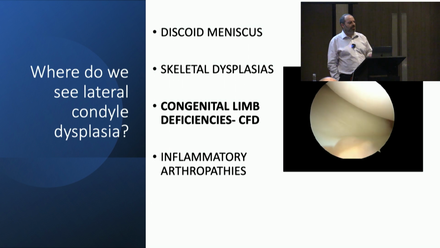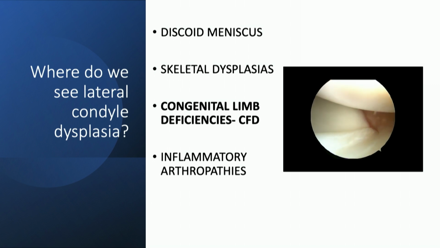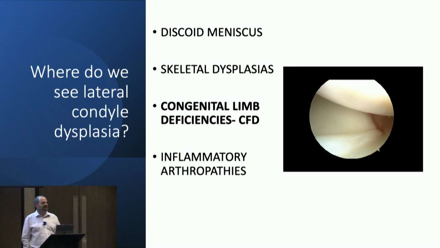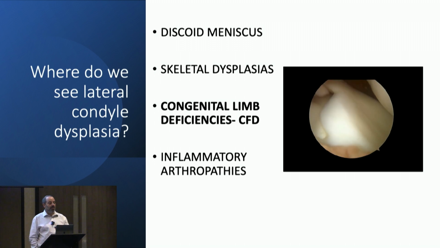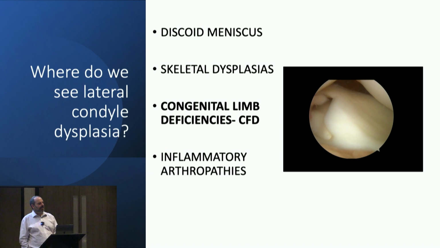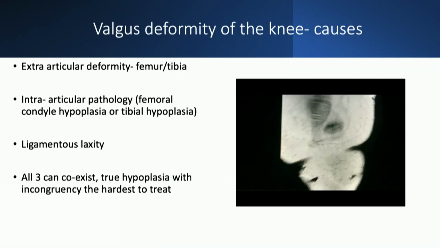So true lateral condyle dysplasia, meaning something has failed to form properly, we'll see that in discoid meniscus, which is what this video is showing you here. But invariably, it's not something that directly affects outcomes of treatment of discoid menisci, or it might do, we just don't know about it because of the follow-up. But where we see it in its bad form tends to be 2 main groups: skeletal dysplasias, things like pseudoachondroplasia, and congenital limb deficiencies, particularly congenital femoral deficiency. But you can see it in other pathologies, like in long-standing inflammatory arthropathies.